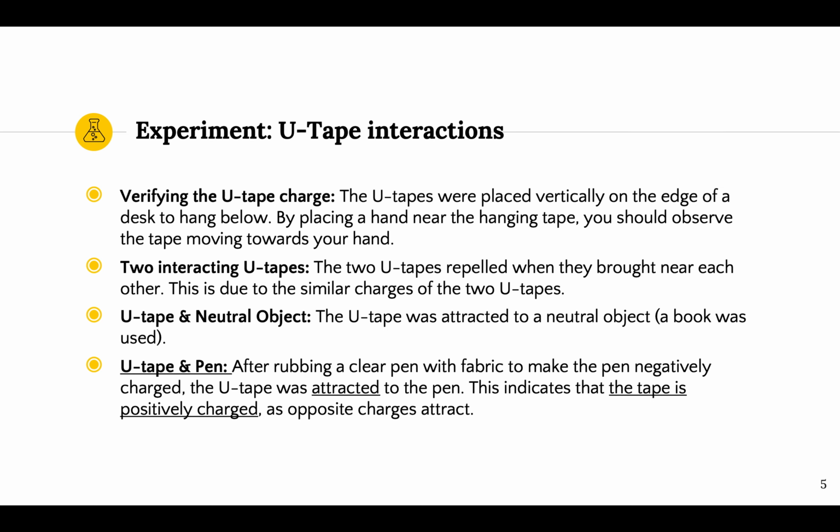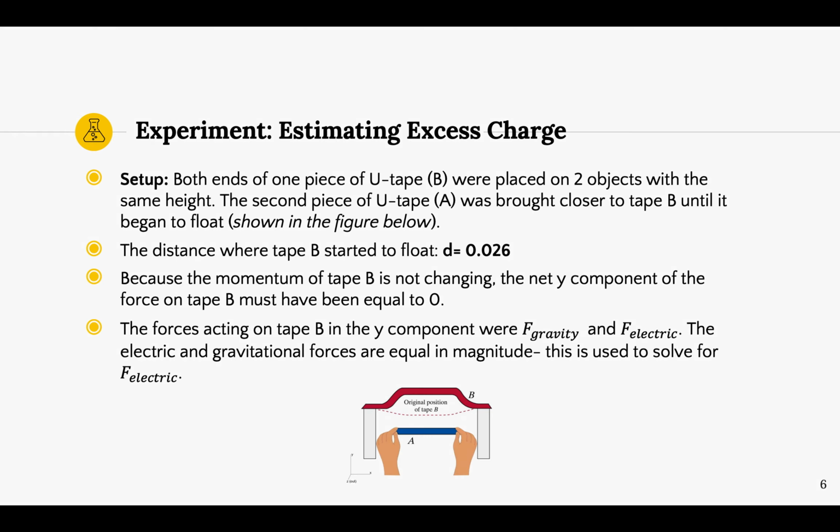I used a book. And finally, the U-tape and the pen. After rubbing a clear pen with fabric to make the pen negatively charged, the U-tape was attracted to the pen, which indicates that the tape is positively charged, as per the principle of opposite charges attracting.